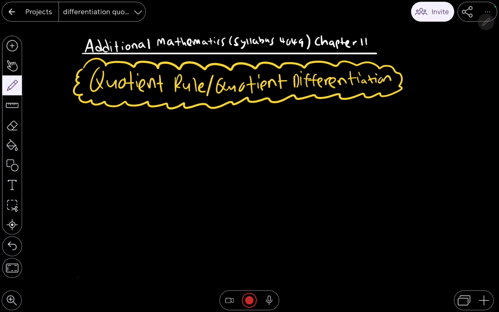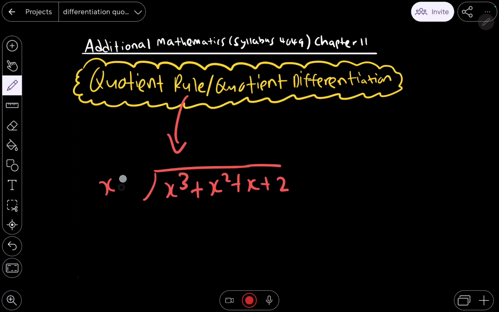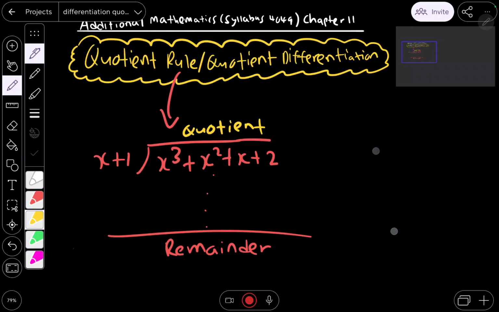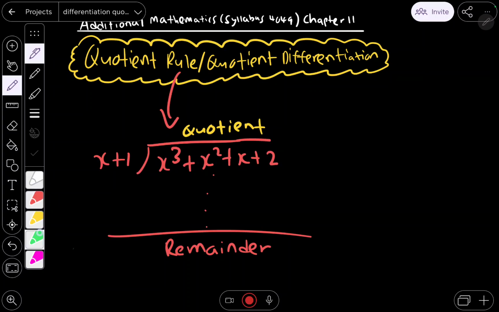Alright, so personally for me, I will think of long division. So let's say if I have a polynomial expression here plus, let's say 2, then I have a divisor here. Okay, so I will do my working until I get a remainder. And what's always at the top? The top is always a quotient. Alright, so this is what I think. And I also think that it is related to this divide sign.